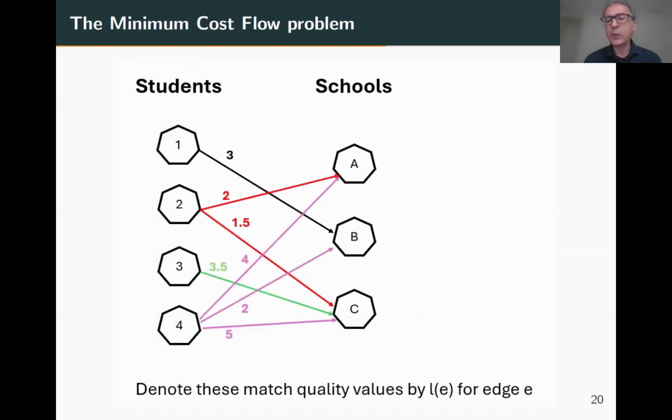If 1 is matched with B, she's going to gain 3. If 4 is matched with B, he's going to gain 2. These are the numbers. And I'm trying to pick arrows in a way that I'm going to maximize those numbers. But I cannot pick it in arbitrary ways, right? In this case, for example, I cannot pick the highest ones. 4 here, 3.5 here, 3 here, 5 here, 3.5 here, 2 here, 3 here. Because we also have to make sure that the capacities are respected.